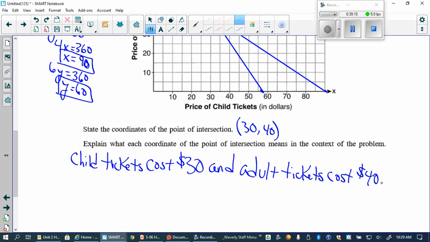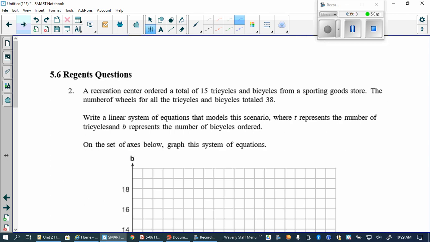All right. Let's take a look at this. Regents question number 2. I want you guys to read it over on your own and see if you can generate the system of equations that they're looking for. And notice what variables they say to use. And you've got to think about what you know about bicycles and tricycles.